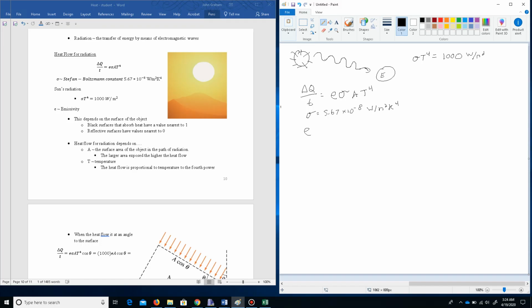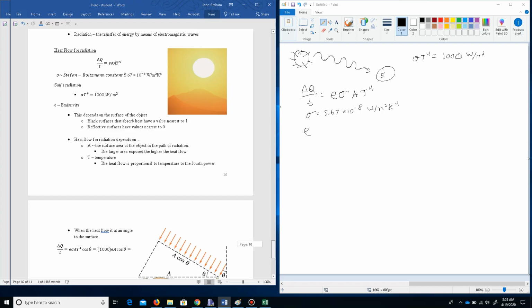And then the heat flow also depends on the area. This is the surface area of the object and the path of the radiation. So this we're going to see here soon. It depends on the path. So if you're at an angle, the area can change. The larger the area is exposed, the higher the heat flow. And then the temperature. More temperature, higher the heat flow. The temperature is one of the biggest things since it's to the 4th power.